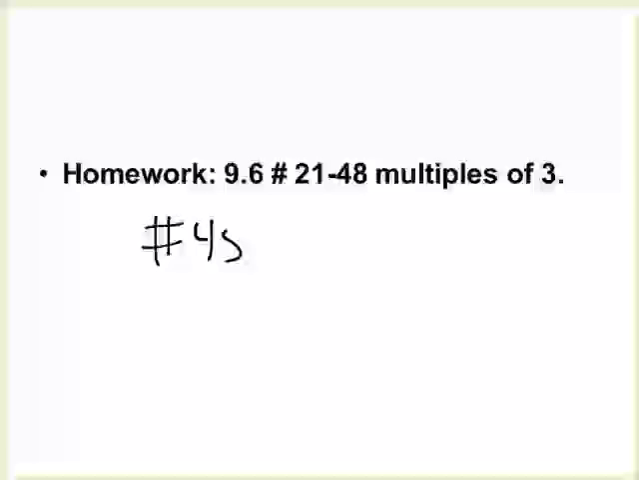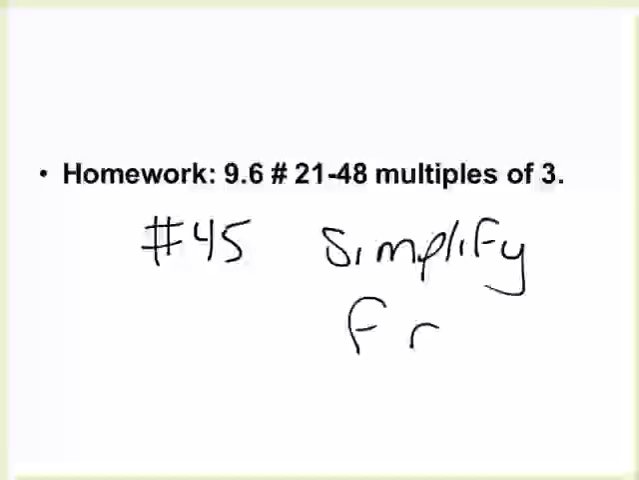For your homework, a hint on number 45: simplify first. It is a proportion problem, so you can solve by cross multiplying, but if you cross multiply it as it is, we'll end up with a cubic equation. So before cross multiplying, simplify. When I say simplify, I mean factor and cancel out factors that match. If you do that, it will be an easier problem to solve.